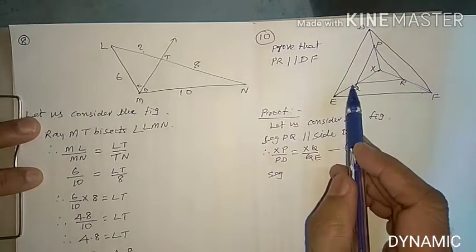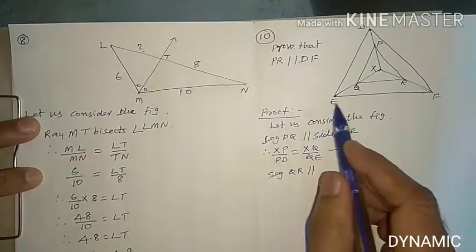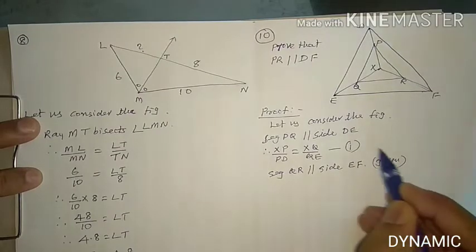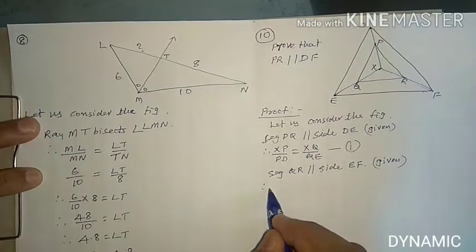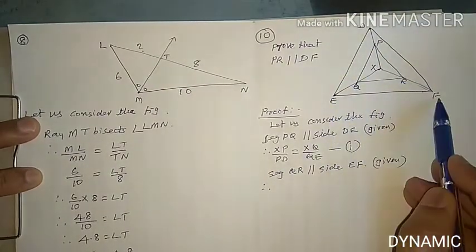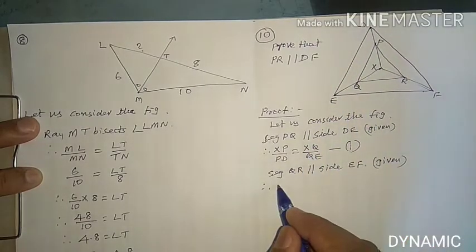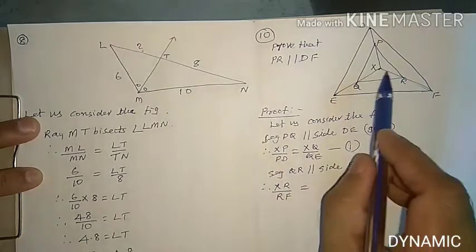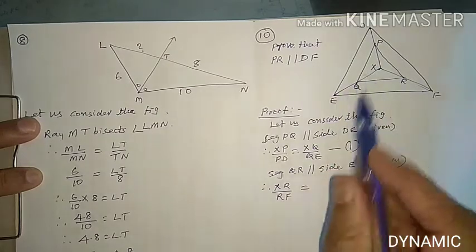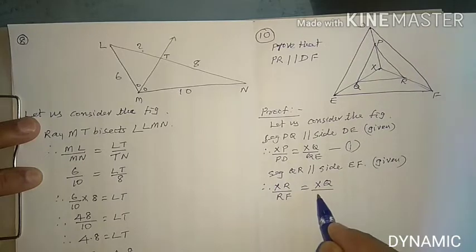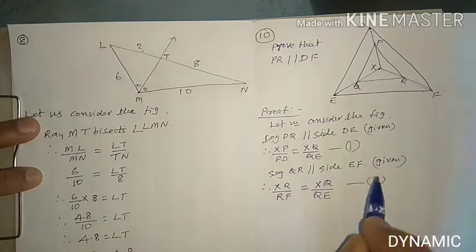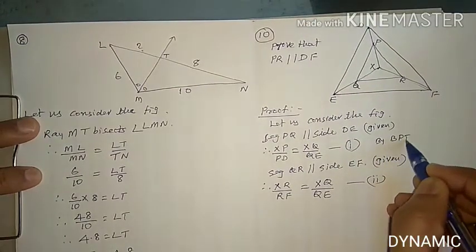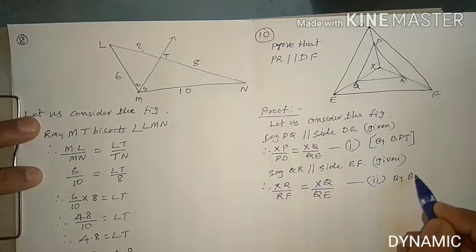Now, also given segment QR parallel to side EF. This is given. Here also, this is also given. Then we write that side, XR upon RF is equal to XQ upon QE. This we consider second result. How are we getting it? It is by BPT. That is given, therefore this we are getting by BPT. Here also by BPT.